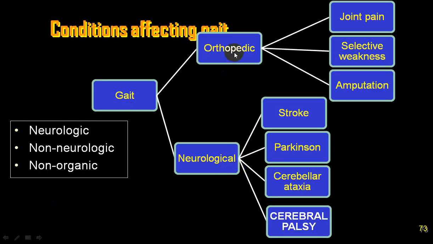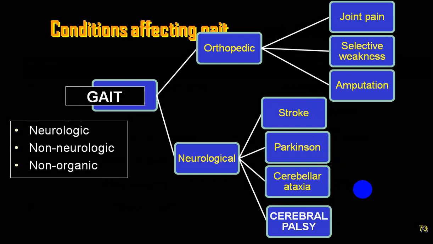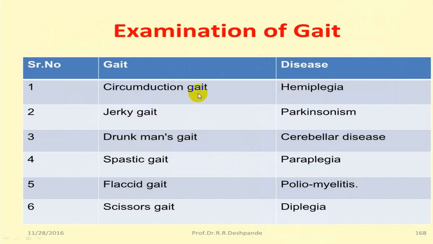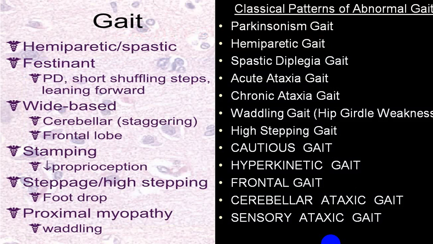Gait can be affected by orthopedic problems like joint disorders, weakness, amputation, ankylosing, deformities, all those things. But neurologically, you will come across hemiplegic gait, Parkinson gait, cerebellar ataxic gait, etc. These are the common neurological disorders which affect the gait. In hemiplegic gait we call it circumduction gait, in Parkinson's short shuffling gait, in cerebellar disease drunken man gait, in paraplegia spastic gait, in poliomyelitis flaccid gait, and in diplegia scissors gait. So these are the different types of gaits you can come across.